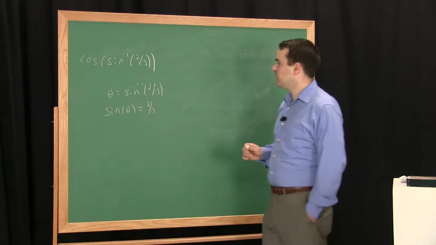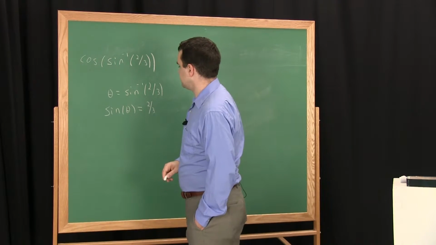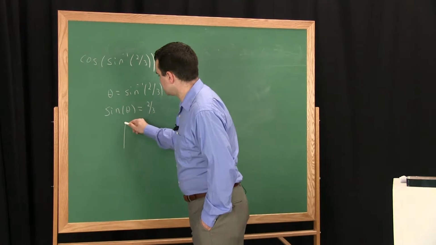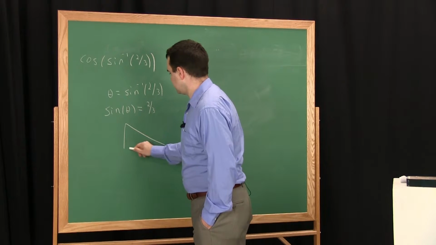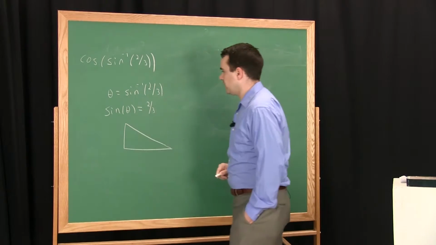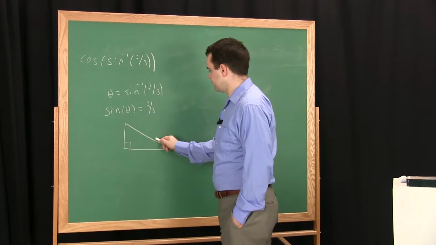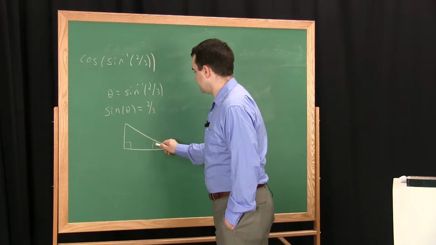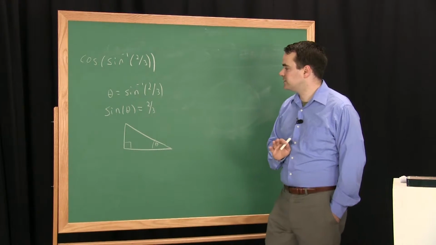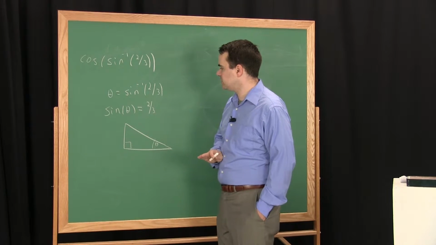And so what I always suggest students do here is take this equation and try to draw a picture of it. And what do I mean? Well, let's look at a right triangle. It's a triangle with a 90-degree angle. Let's call this angle theta. And what I want to do is find a way to make these side lengths in such a way that sine of theta equals 2/3.